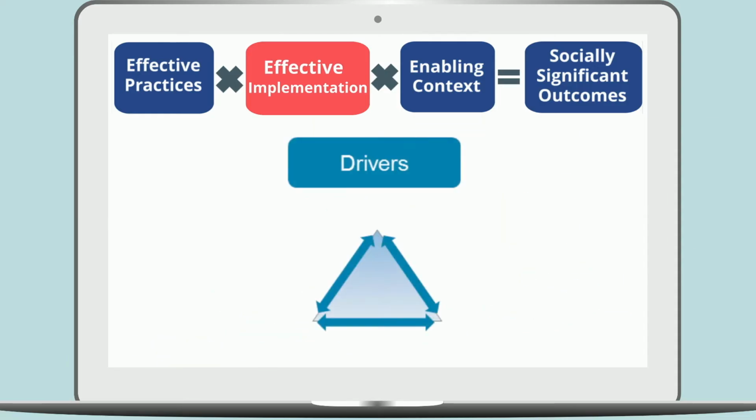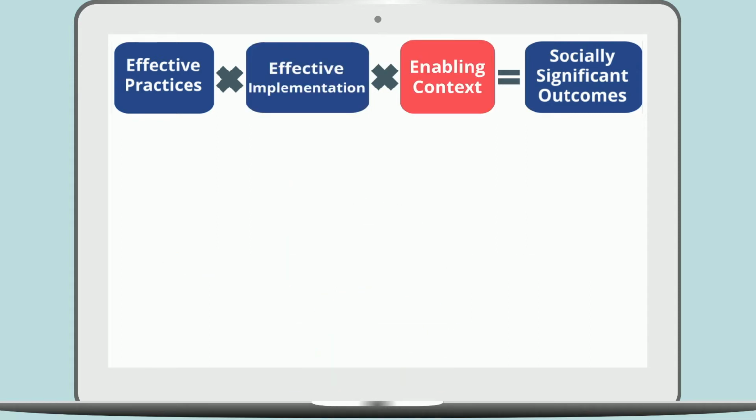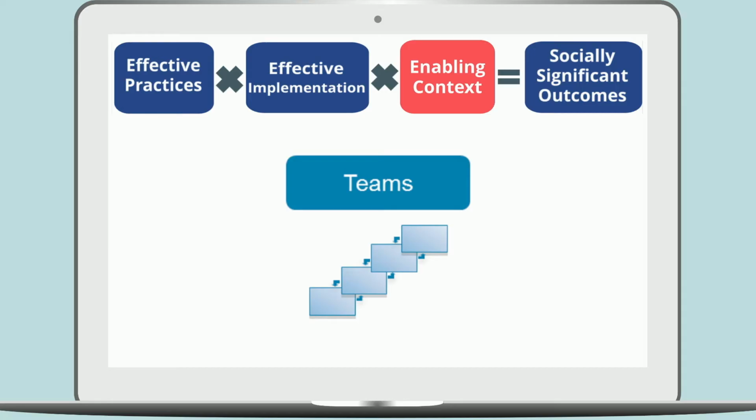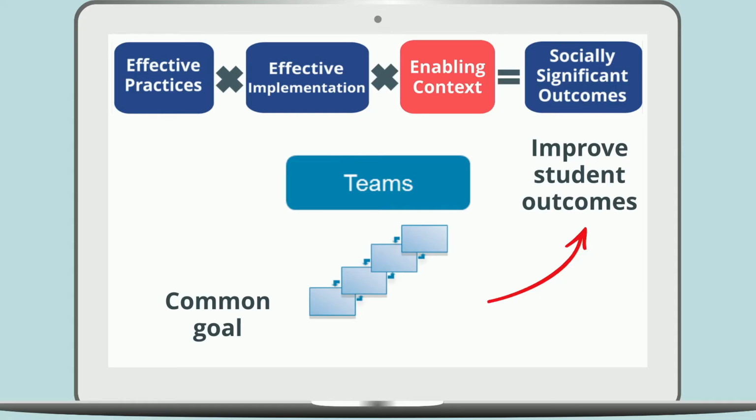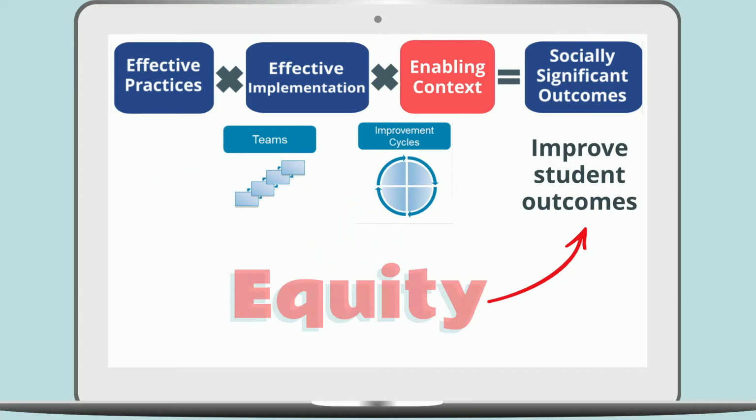Then we have implementation drivers, which focus on developing competency of staff and the needed organizational processes and procedures within the school system to use evidence-based practices with fidelity. To ensure enabling contexts, we start with implementation teams, which are groups of people working towards the same mission to improve student outcomes, to intentionally use improvement cycles, to review progress and adjust as needed. This also includes forming supportive environments that focus on educational equity for all staff and students.